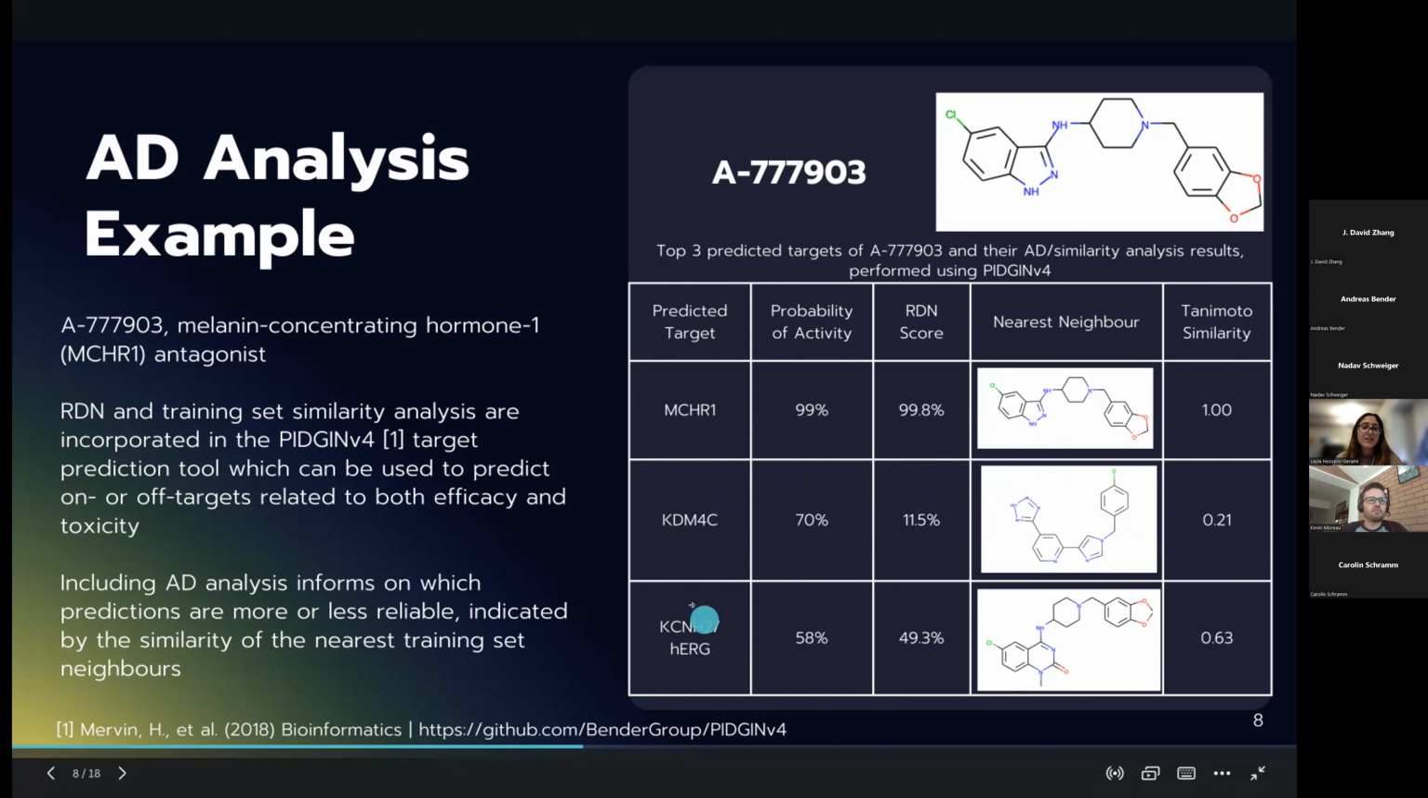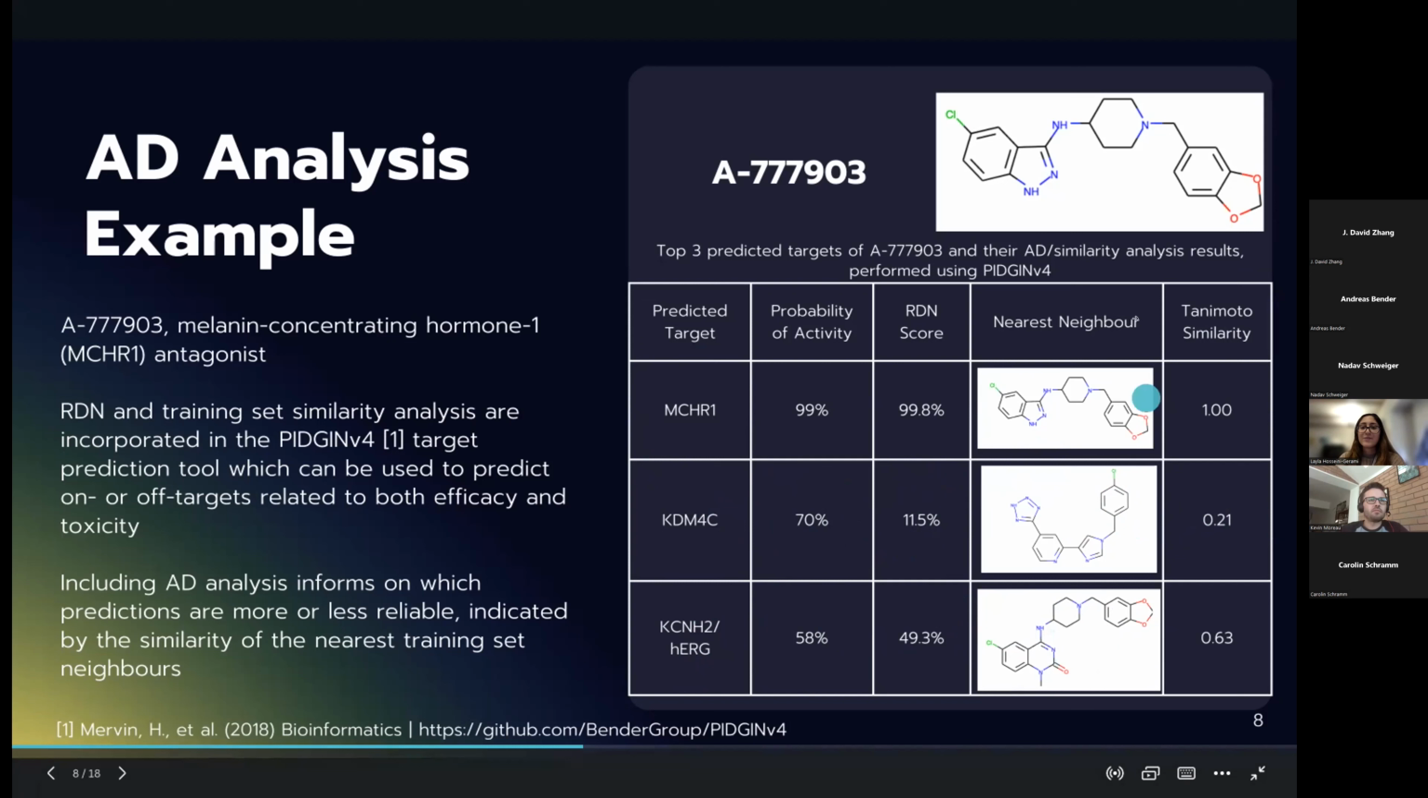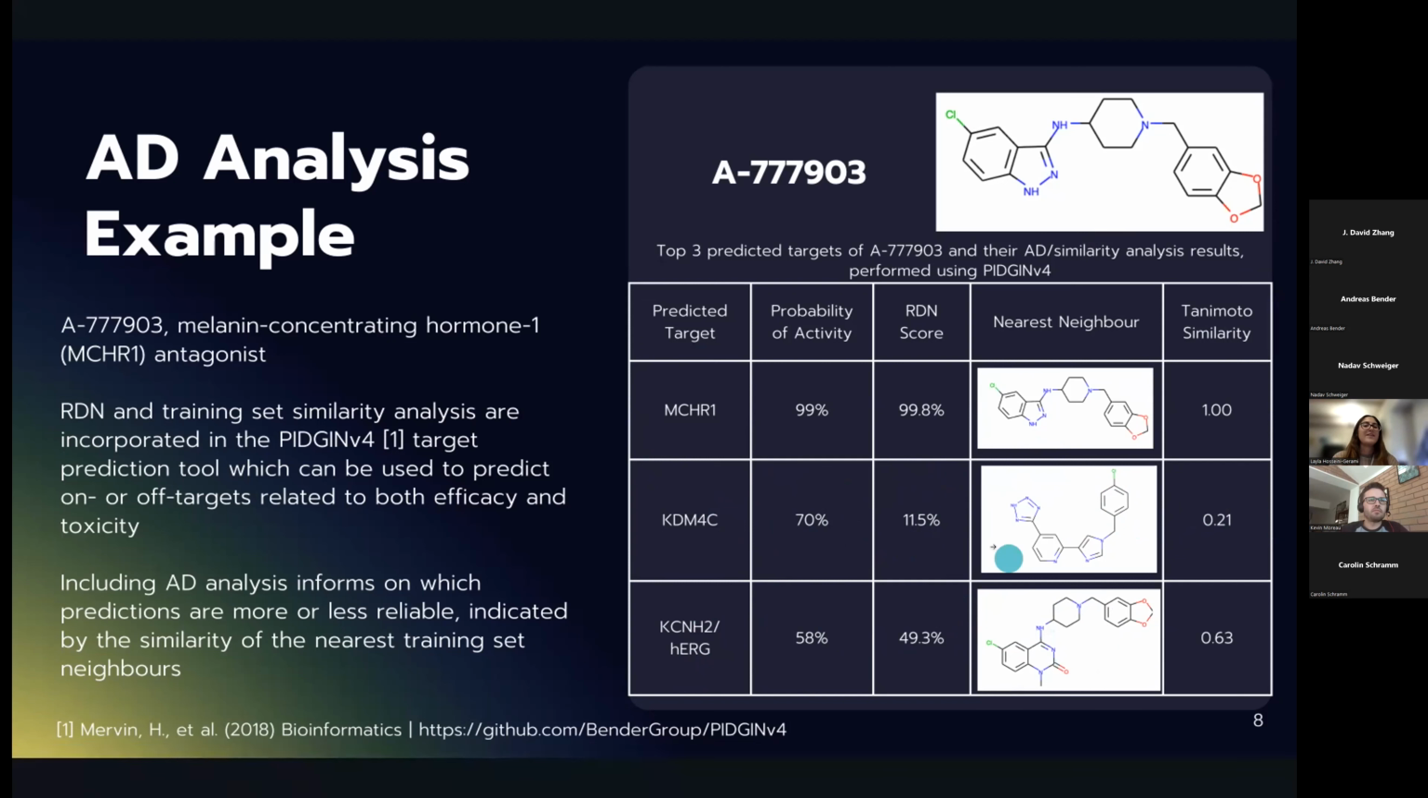The third highest predicted target is one that we all know, which is hERG, again predicted as active, with a relatively high applicability domain score. When we look at the nearest neighbor, we can see that it's actually extremely chemically similar to the input compound, in fact part of the same chemical series, with a higher Tanimoto similarity. So you can see how providing these three columns, as well as these two columns, really provides extra information to help the chemist make their decision on whether or not they trust the prediction.